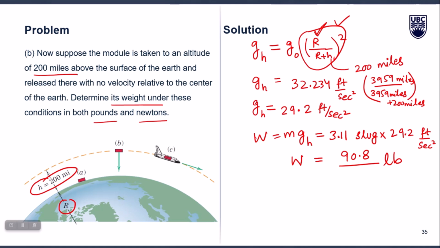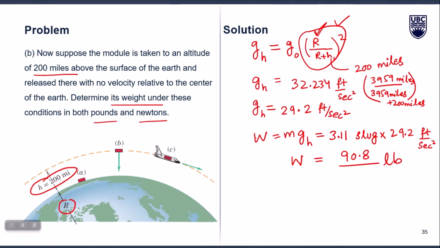So a 100-pound weight on the surface is reduced to 90.8 pounds at a height of 200 miles, right? This difference from 100 to 90 is because of two reasons. One is that the object is lifted to a height, and secondly, in the first case we considered the effect of rotation, and in the second case it shouldn't be considered, and therefore we use the value of G corresponding to a non-rotating Earth, right? So this 10% difference in weight is not only because of the height, it's because of the effect of rotation also.